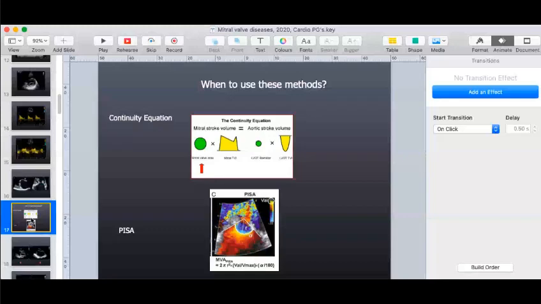Anybody? No VSD, no ASD should be there. No regurgitation. Okay. So this is something which you can use.